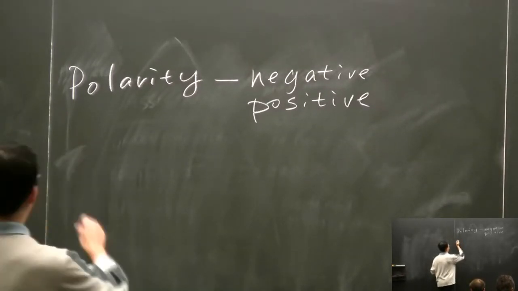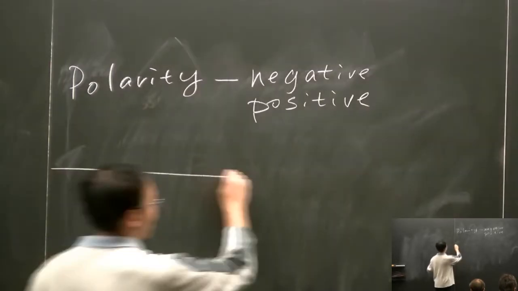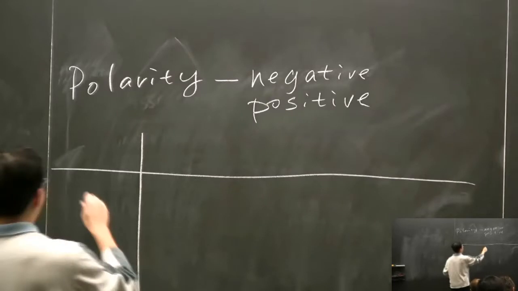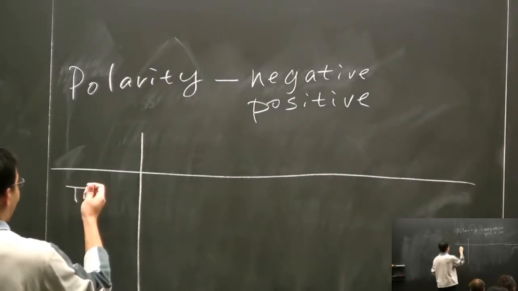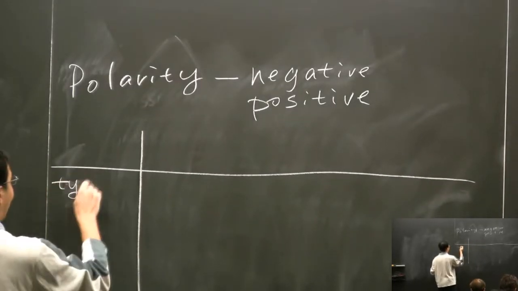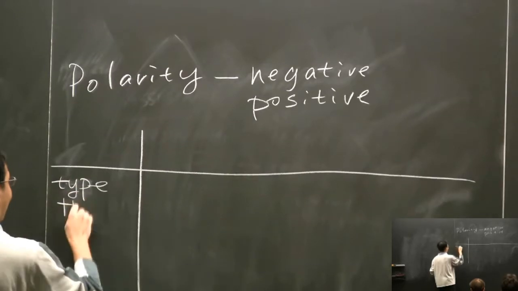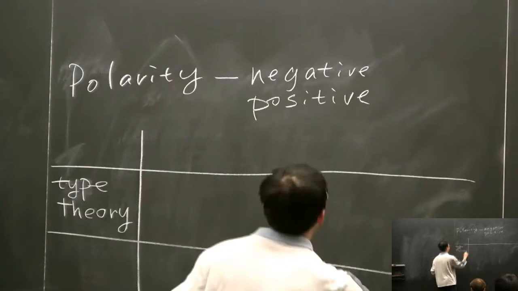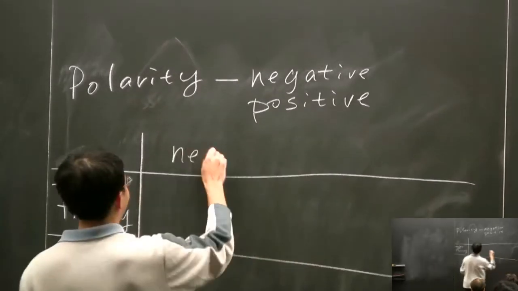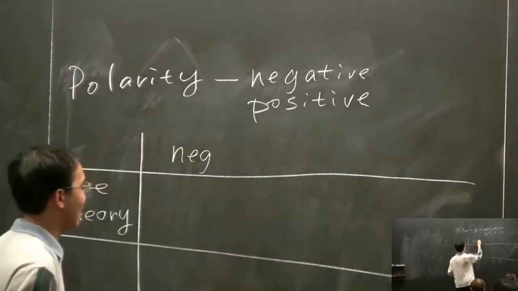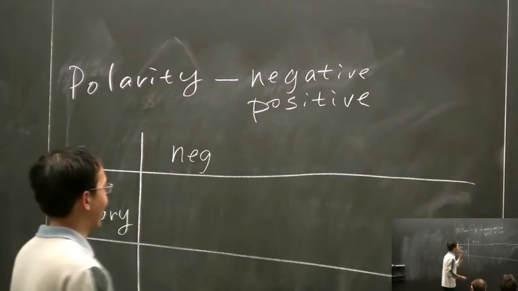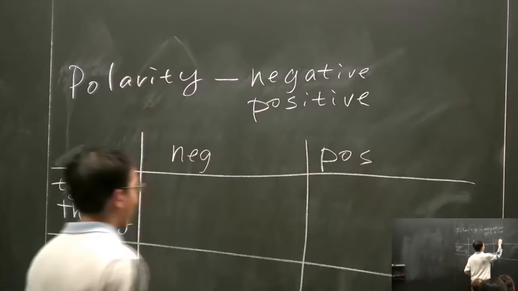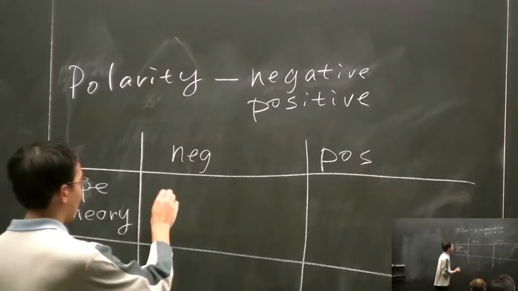So let me try to draw a large table. So TT for type theory. Type theory. It's a little bit weird to start with negative instead of positive, but I'll follow Bob's order. Okay. So what is negative?